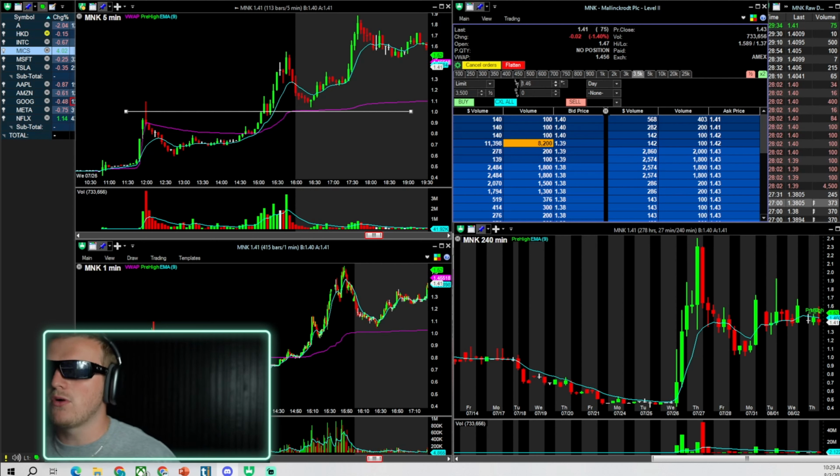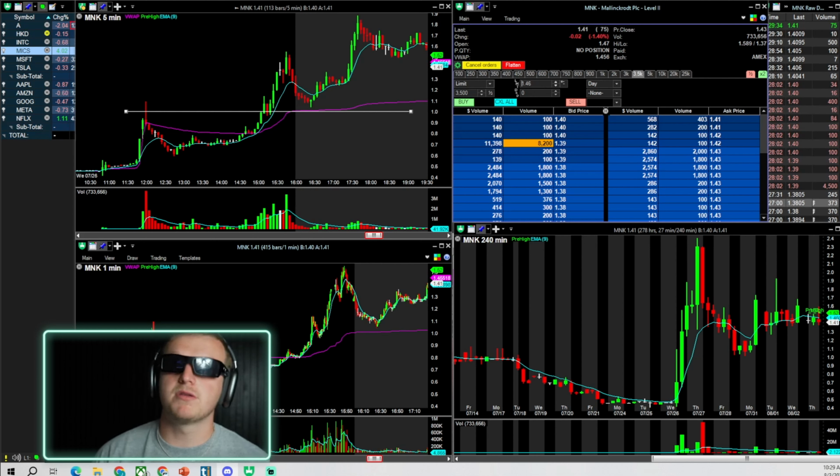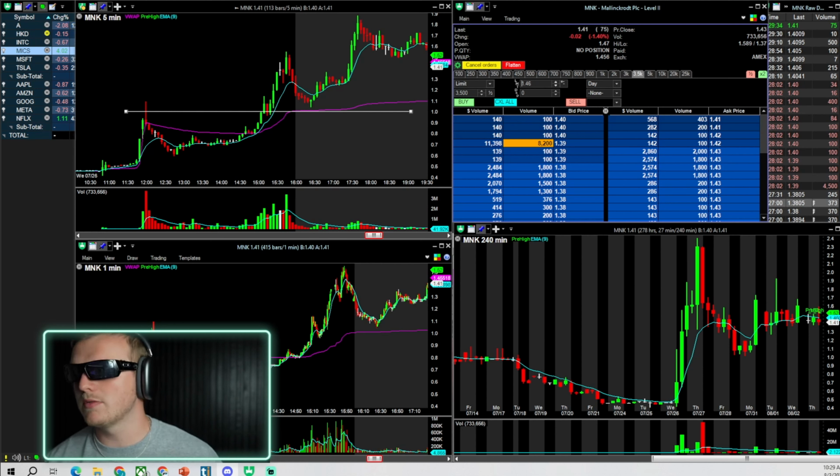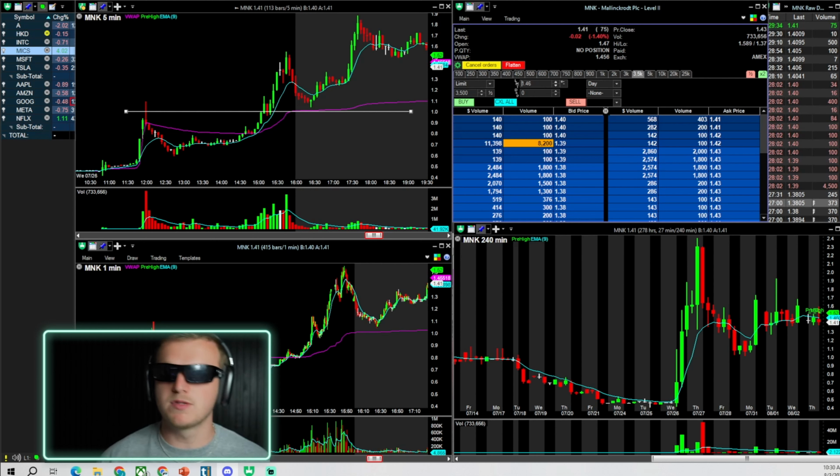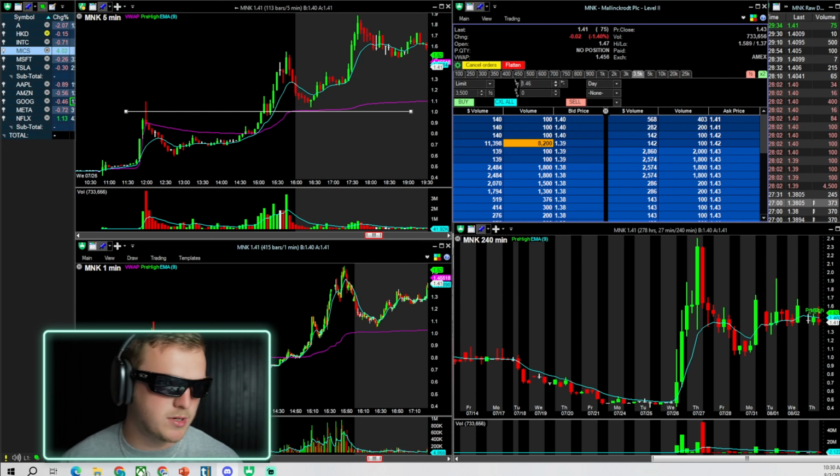So if you're holding through a reverse split, it's a very bearish thing. If your stock has to do a reverse split, it means that their fundamentals aren't great and no one wants to buy it. So it's a very bearish signal if you're a long term holder.